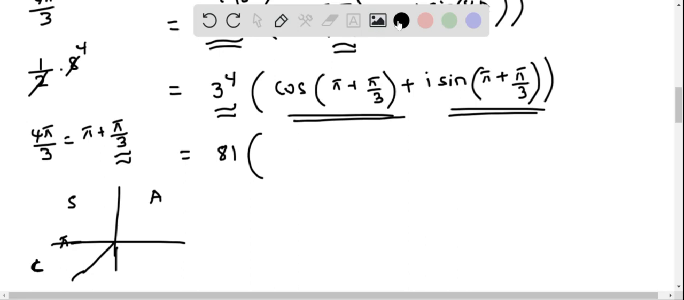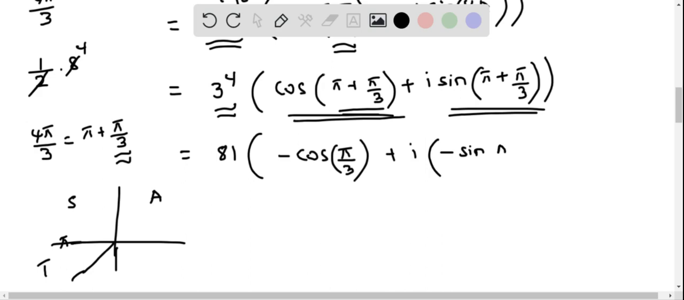I'm sorry, in the third quadrant only tangent is positive, not the cosine. So I put tangent here. And this pi plus pi by 3 lies in the third quadrant where only tangent is positive. So I can write this as negative of cosine of the reference angle, which is pi over 3, and then plus i times. Once again, this pi plus pi by 3 lies in the quadrant where tangent is only positive, so sine is also negative. So I can write this as negative sine of the reference angle, which is pi over 3.